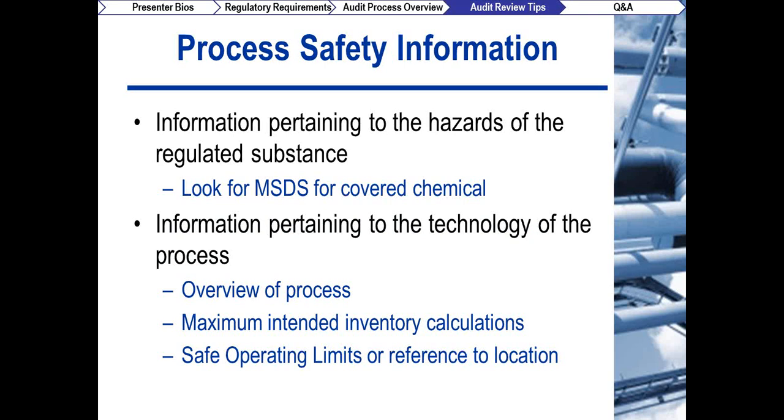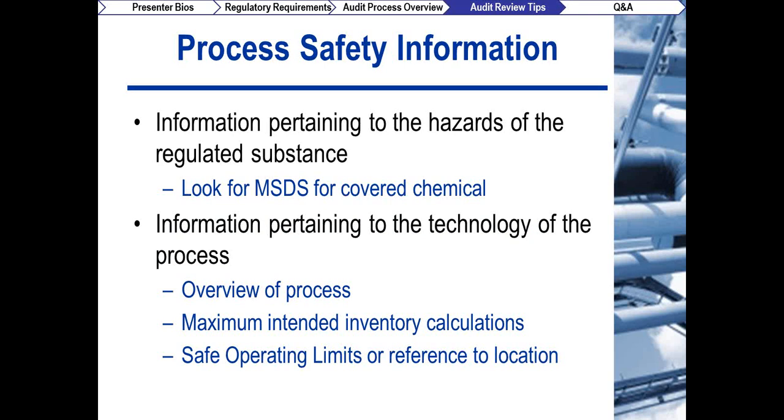The biggest thing is you want to make sure you have the hazards of your process. A lot of times, the MSDSs for your chemicals, your covered chemical, are going to contain a lot of the information about the hazards of your chemical. You want to make sure that's up to date, and that your employees know where to find it in the case of an emergency. You want to have information pertaining to the technology of your process.